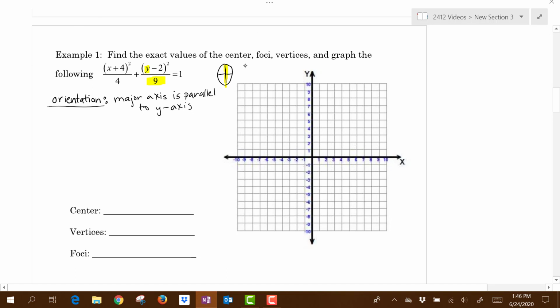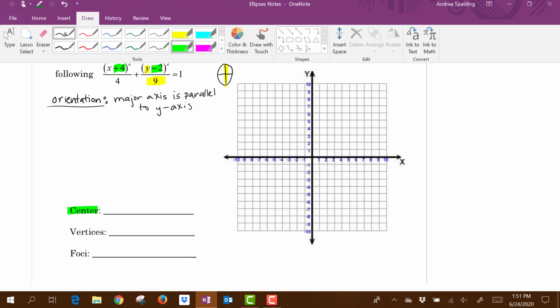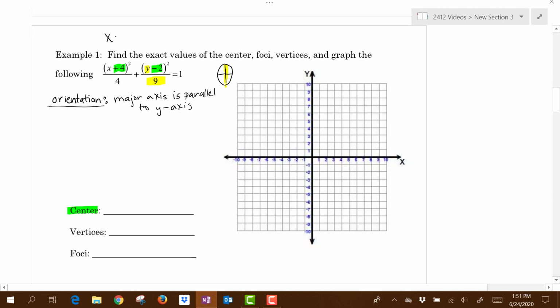Alright, so I'm going to draw a little picture of an ellipse that's longer in the vertical direction. Alright, so let's determine the center. The center of the ellipse is going to be the h and the k. Remember, the h value always travels with x, so it's always x minus h, and then the k value always travels with y, so it's y minus k.